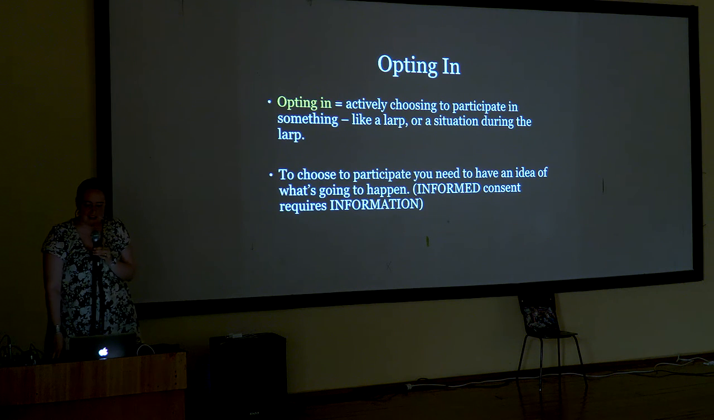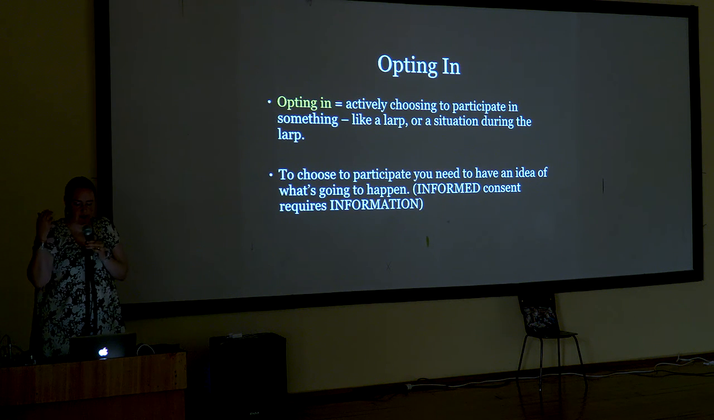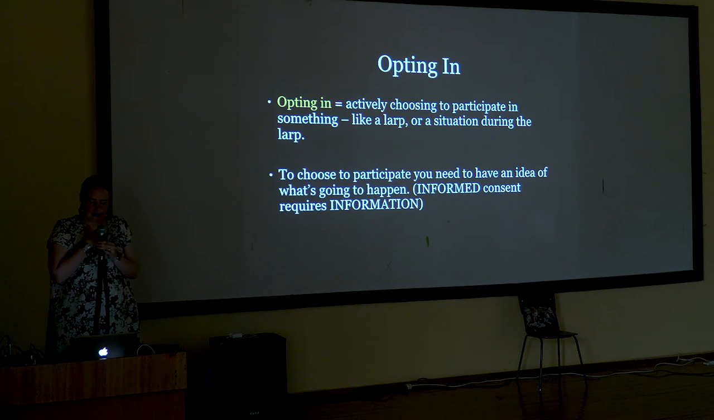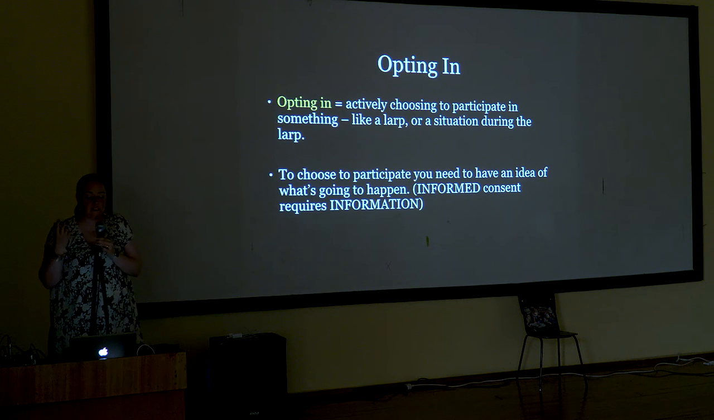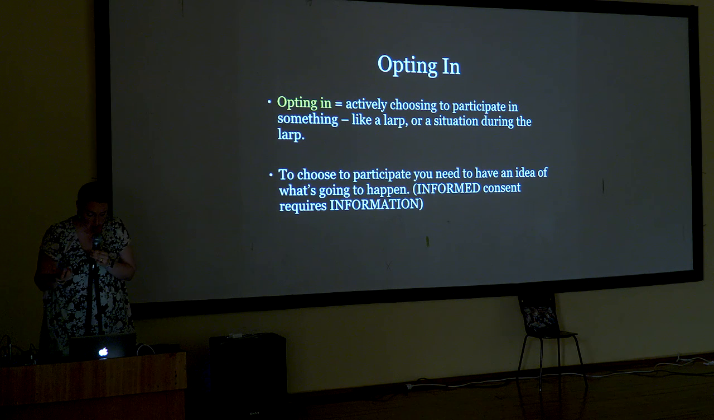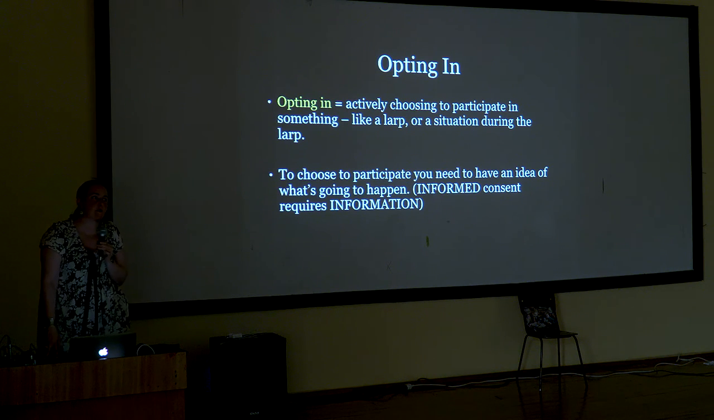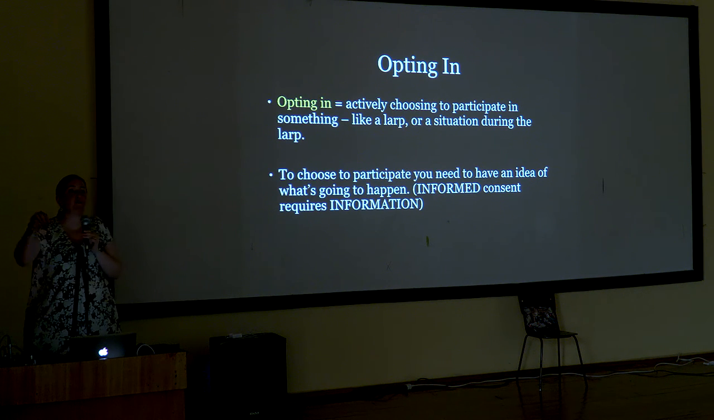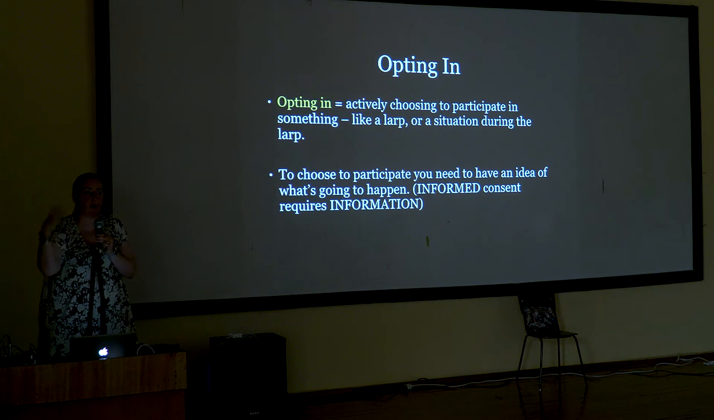So first, opting in is actively choosing to participate in something like a LARP or in a specific situation during the LARP. And to be able to actively choose to participate, of course, I as a player have to have some idea of what's going to happen in this LARP or in this situation. Informed consent requires information. And we need to take special care when we are designing for beginners or for children, or if we are designing LARPs in environments where people who are also not playing are there. And why is this?